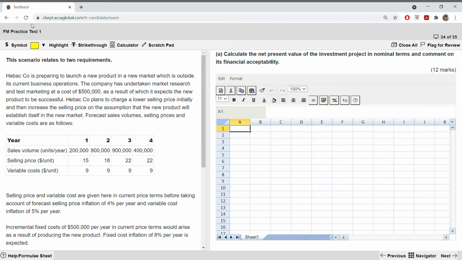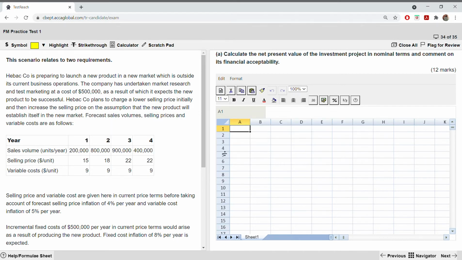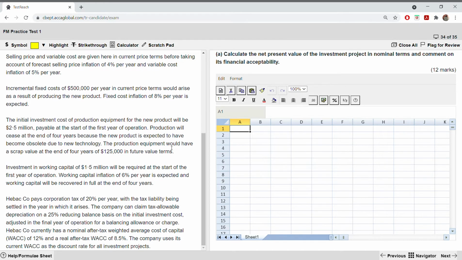And here one thing you need to notice. You need to read this whole scenario. What happens when you try next? It will not open. Why? Because they are saying you have not yet viewed the entire screen. Please use all scroll bars to open any on-screen exhibits before trying again. You cannot go to the next page. So this saves you from missing out on anything on the screen, because you have to scroll down and read this whole case before you proceed to the next one.